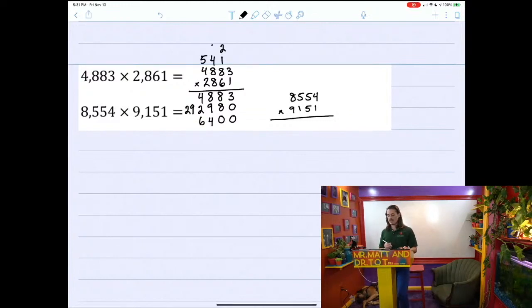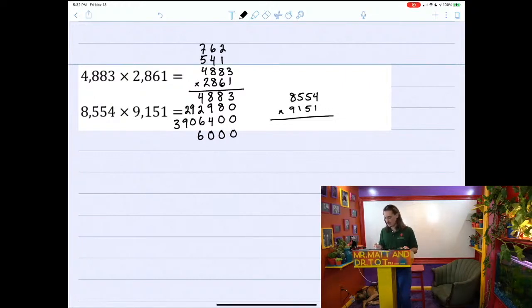And then we're going to have the last digit of 2 in the thousands place, so we need 3 placeholders of 0. 2 times 3 is 6. 2 times 8 is 16, so keep the 6, carry over the 1. 2 times 8 is 16. 16 plus 1 is 17, so keep the 7, carry over the 1. 2 times 4 is 8. 8 plus 1 is 9.